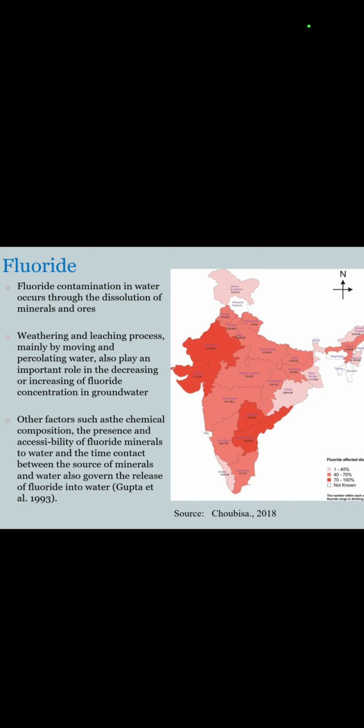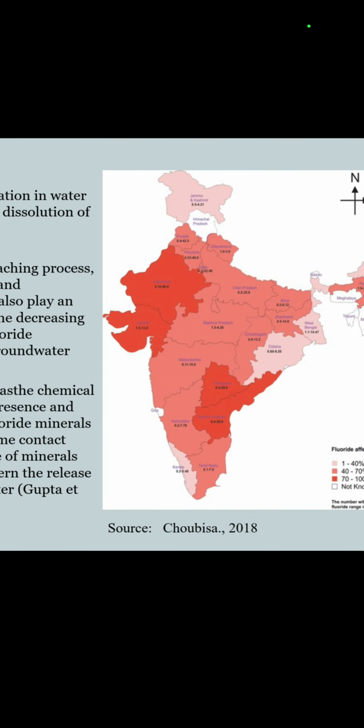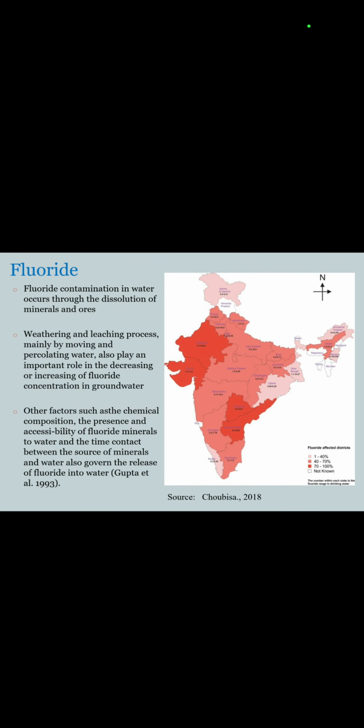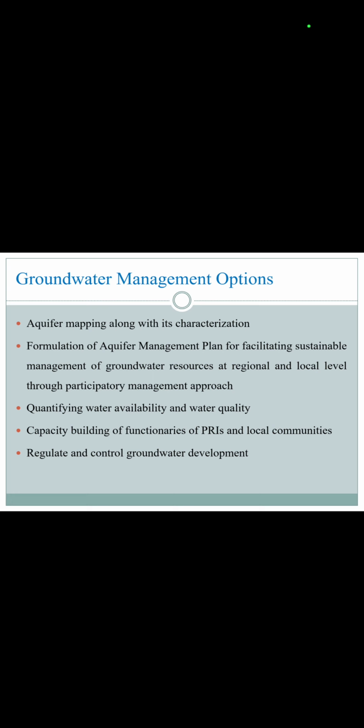Other factors, such as the chemical composition, the presence and accessibility of fluoride minerals to water, and the residence time, or the contact time, between the source minerals and water, also govern the release of fluoride into water. This map here shows the fluoride-affected districts in India. Now, we have seen that there is a huge issue of water scarcity and a huge issue of water quality.